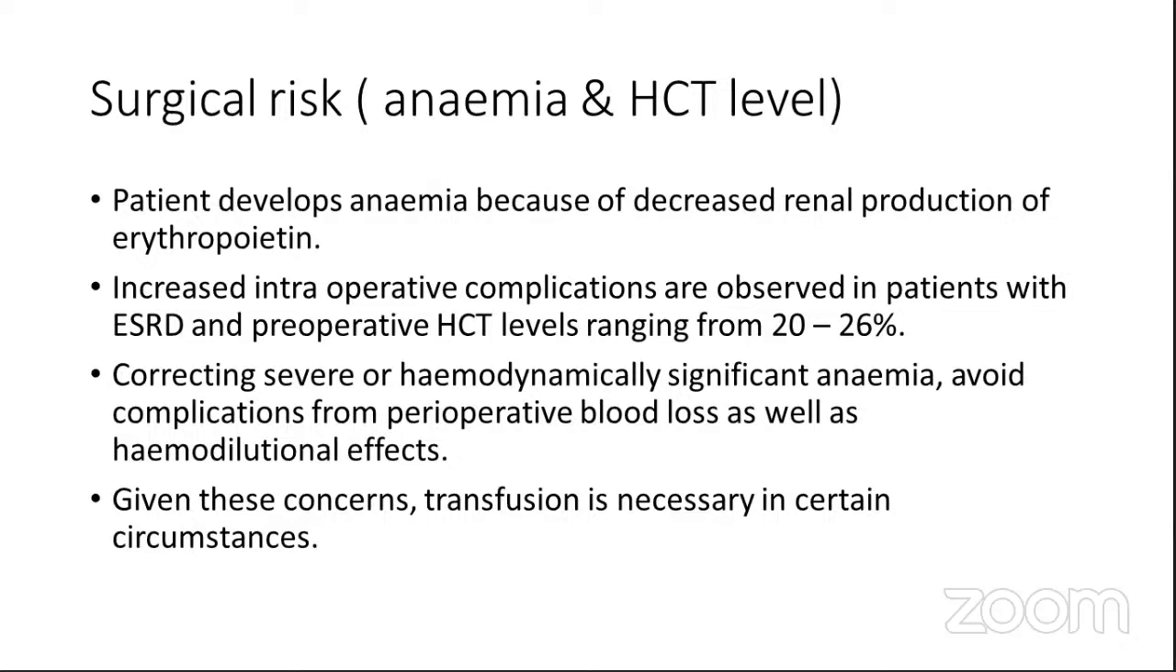Anemia and hematocrit level in CKD patients. Patients develop anemia because of decreased renal production of erythropoietin. Increased intraoperative complications are observed in patients with ESRD and preoperative hematocrit levels ranging from 20 to 26%. Correcting severe or hemodynamically significant anemia avoids complications from perioperative blood loss as well as hemodilutional effects. Given these concerns, transfusion is necessary in certain circumstances.